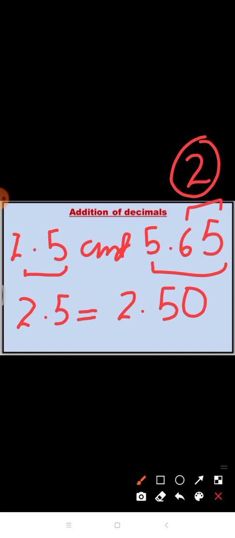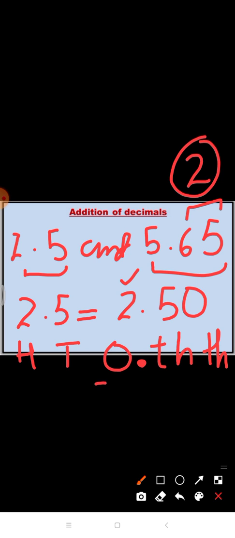Now step second is write the numbers according to their place values. So here I'll write the place values first. So ones, then we have a decimal point here, then tenths, hundredths, thousandths. So I will arrange now the decimal numbers according to their place value. So here 2 is at ones place, so I'll write 2 here. Point 5 is at tenths place, so I'll write 5 here. And 0 is at hundredths place, so I'll write 0 here.